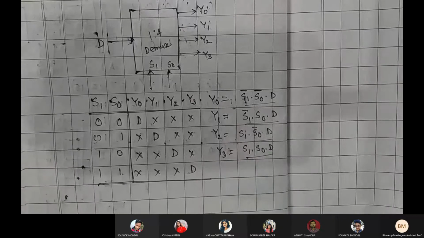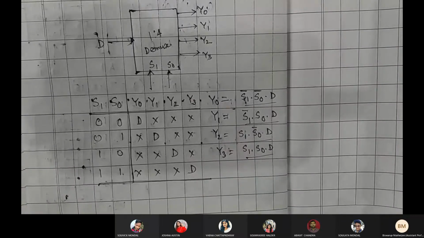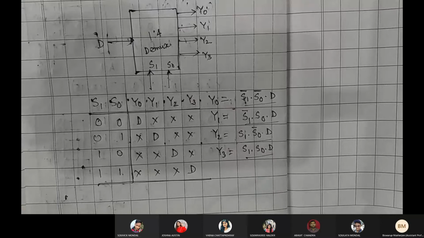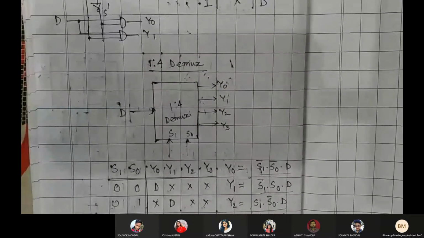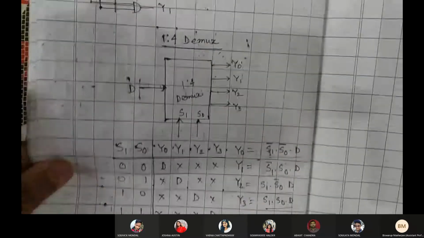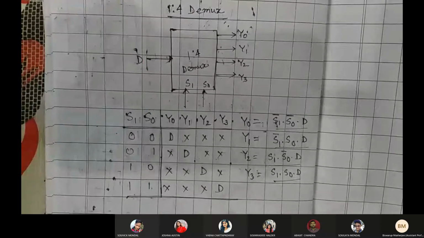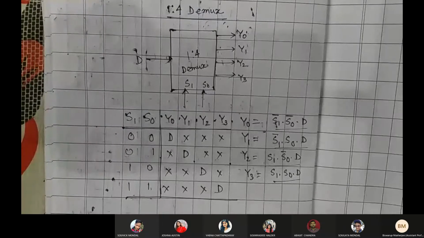You can easily draw the 4 AND gates, each having 3 inputs, right? So hopefully you can draw, right? So this is something like your 1:4 demultiplexer. Similarly, 1:8 demultiplexer also you can do, right? And so on. Is that clear? This one, 1:4 demultiplexer, this part, is that clear to everybody? Yes, sir. Yes, sir. Fine.